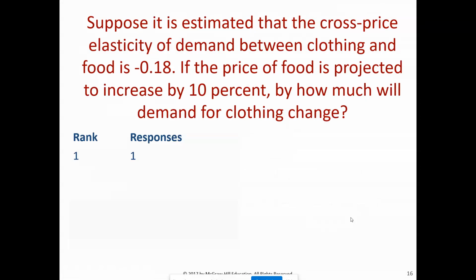Now here's a practice. I'd like you to pause and come back for the answer. It said the cross-price elasticity of demand between clothing and food is negative 0.18. If the price of food is projected to increase 10%, how does that change the demand for clothing?